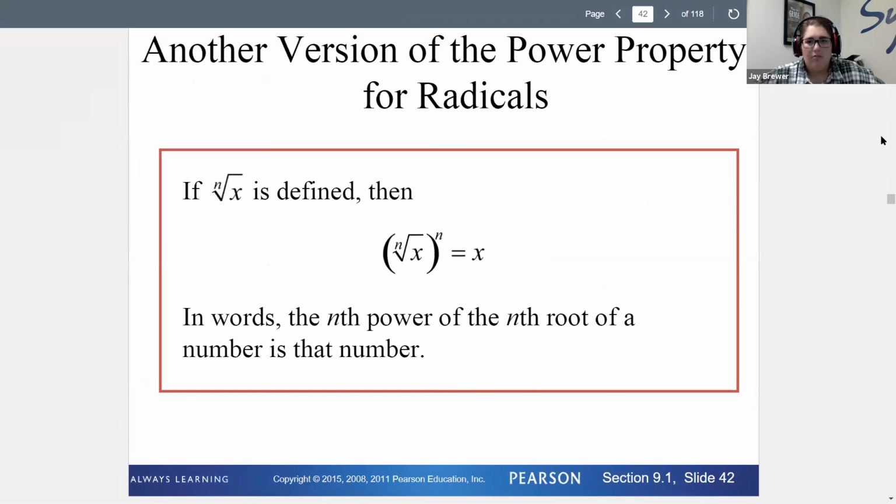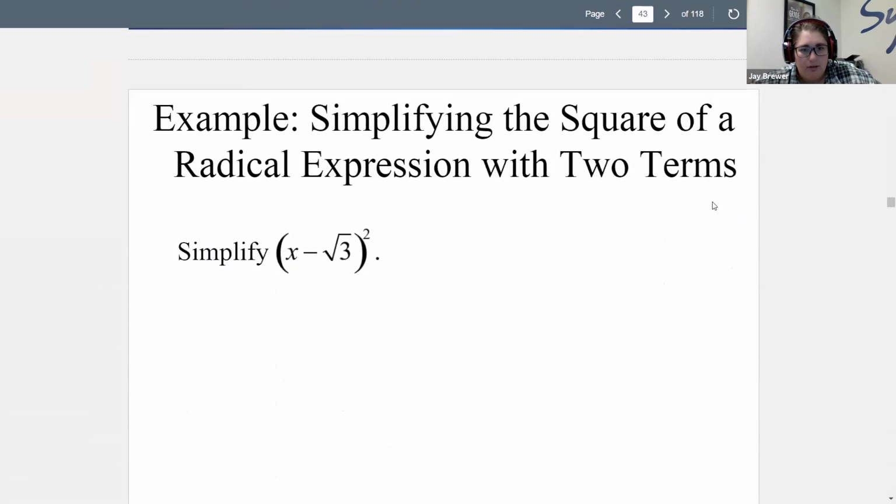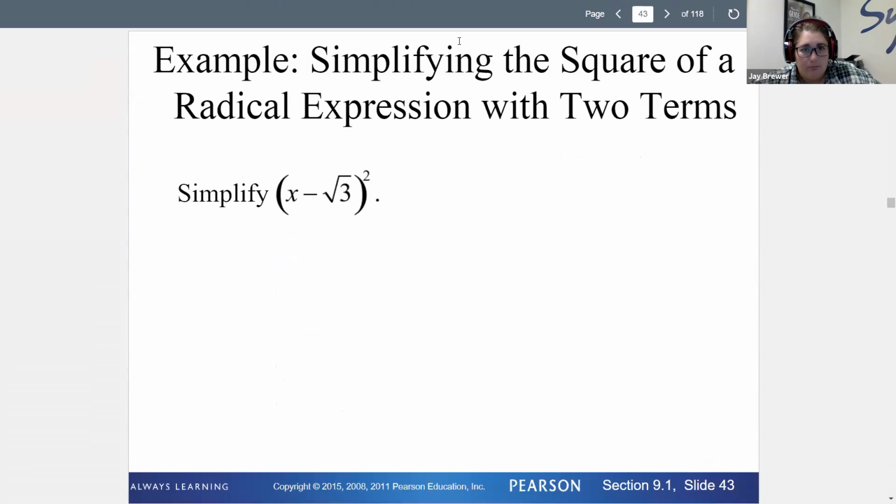So here's another version of the power property for radicals. If we have the nth root of x raised to the n power, what do you notice happens? It cancels out. So that's why whenever we're solving problems and you have a square root in your problem, if you isolate it to one side and then you square both sides, that's why they cancel. And that's really why we like doing that as mathematicians.